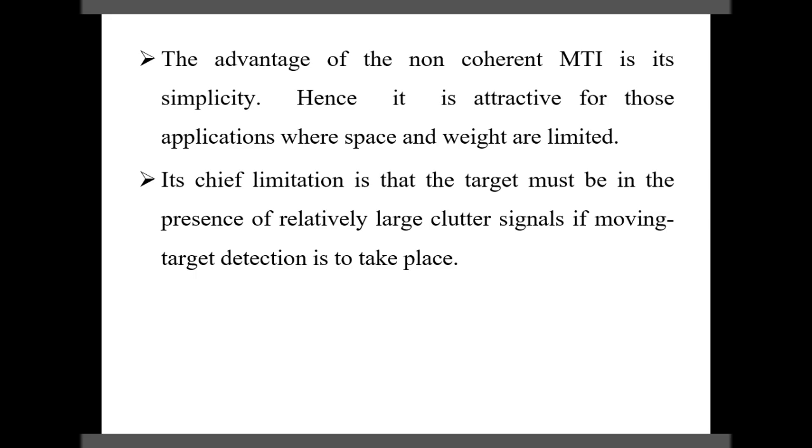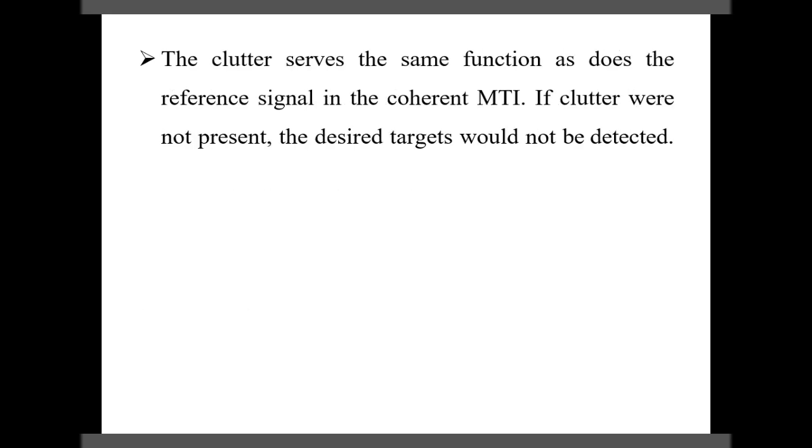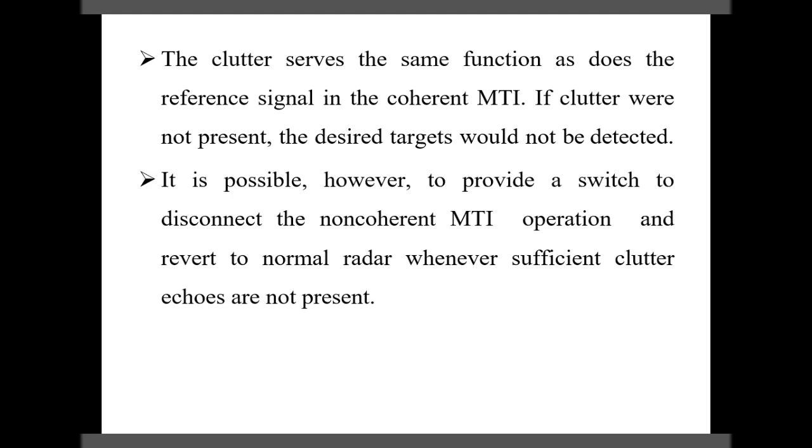Its chief limitation is that the target must be in the presence of relatively large clutter signals if the moving target detection is to take place. Clutter echoes may not always be present over the range at which detection is desired. The clutter serves the same function as the reference signal in the coherent MTI. If the clutter were not present, the desired targets would not be detected in the case of a non-coherent MTI.